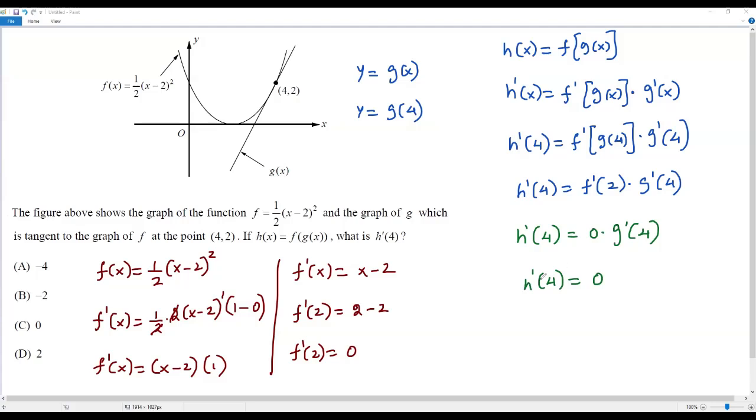Now I got the value of h prime of 4, it's equal to 0. We find this 0 in answer choice C. The correct answer choice for this question is C.